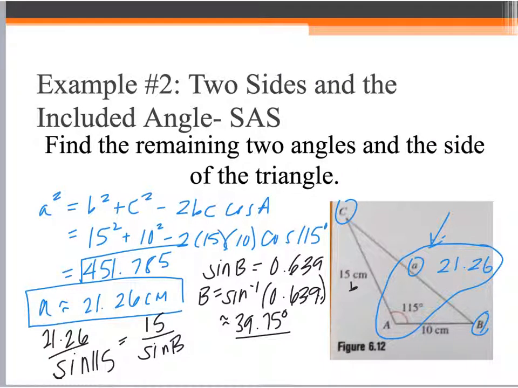Okay, that's B. And then finally, to find C, we're just going to use the nice simple math of the sum of all of the angles of a triangle being 180 and subtracting all that we found. So C is going to be 180 minus the 115 that we were given, minus the 39.75 that we just found. And that's going to give us C as 25.25 degrees.